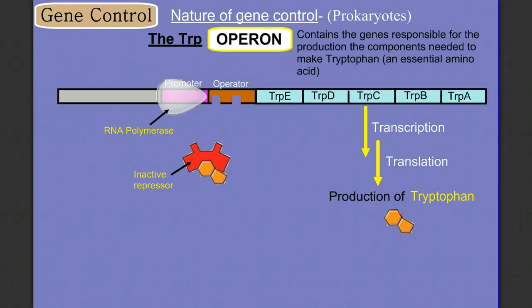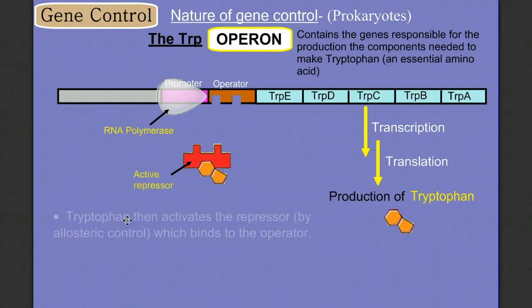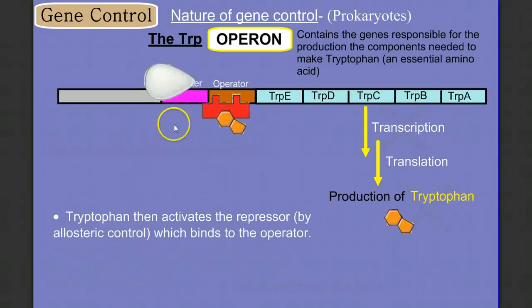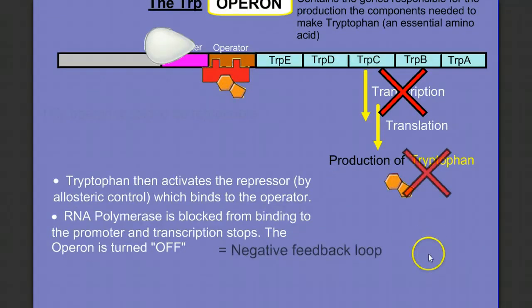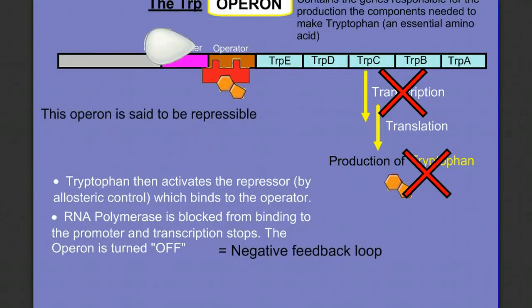But when we make tryptophan, tryptophan acts as a co-repressor. It binds to the repressor, making it active, changing its shape. And now this repressor can bind to the operator. And you see it dislodges the RNA polymerase from the promoter, therefore blocking transcription, basically turning the operon off. So we have a set of genes whose job it is to produce tryptophan, and once we make tryptophan, the presence of tryptophan turns the system off. This is a negative feedback loop, and this operon is said to be repressible. It can be turned off.